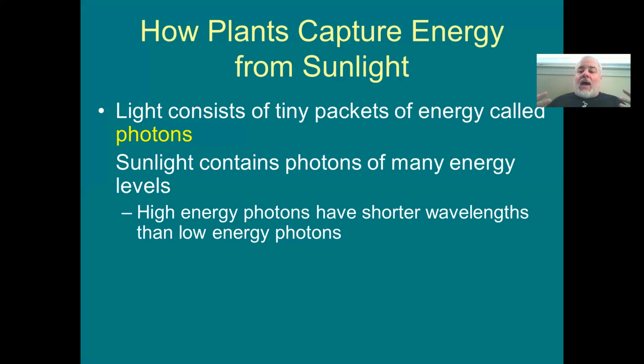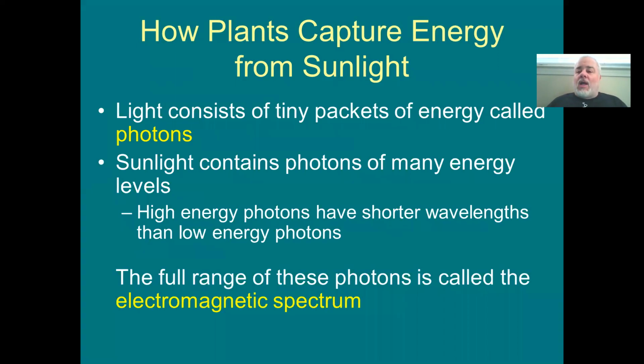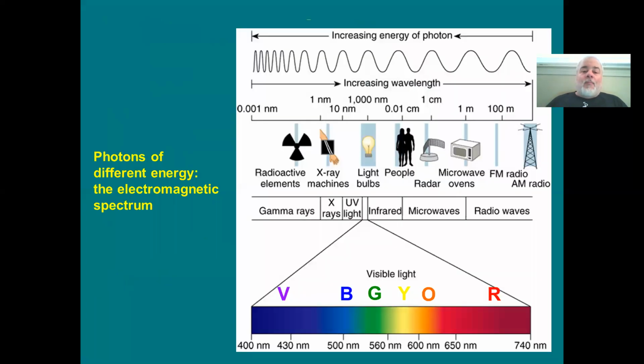So these energies of many different wavelengths comprise the electromagnetic spectrum. And that includes all kinds of photons from extremely high energy to extremely low energy, but they all are photons. They all travel at the speed of light. They all are waves. The only thing that differs is their wavelength.